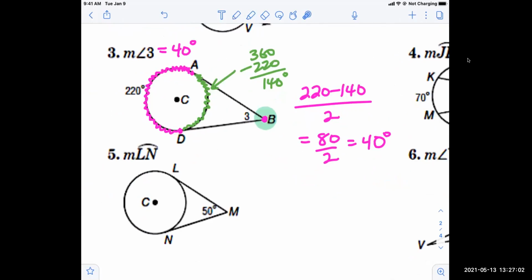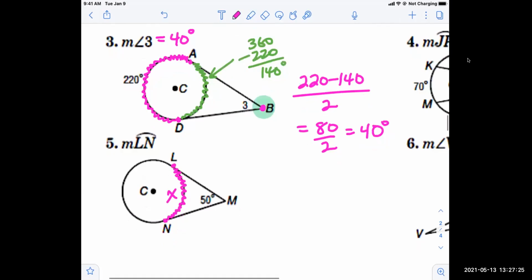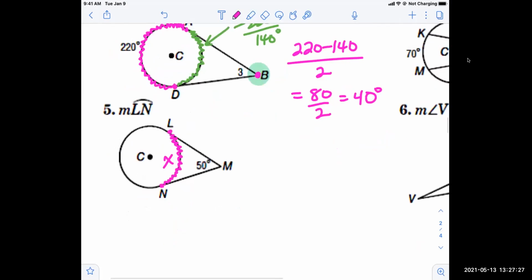Okay, arc LN. This is our unknown, right? We've got two tangents again, but we don't know this arc measure. So when you don't know what something is, what do we put there? X. Okay, so let's call that X. In order to find the measure of that arc, what do we have to know? Meg.